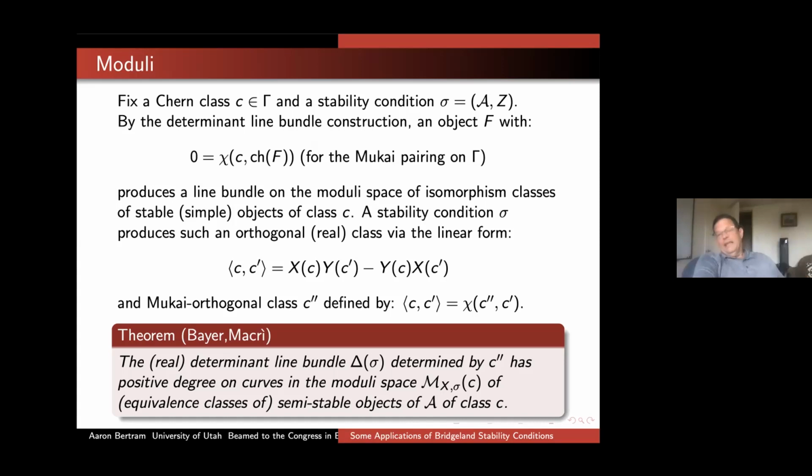of isomorphism classes of stable objects. If you unpack this, and it's a great exercise to check, this is the same line bundle that Bayer and Macrì used in their paper, I think in 2009. Anyway, they proved that this determinant line bundle that you get from the stability condition and a class is basically a nef line bundle on the moduli of Bridgeland stable objects.